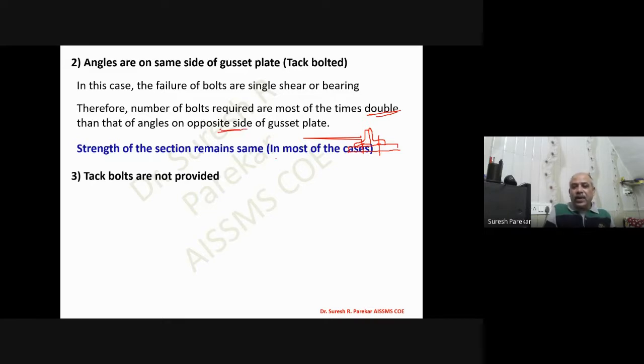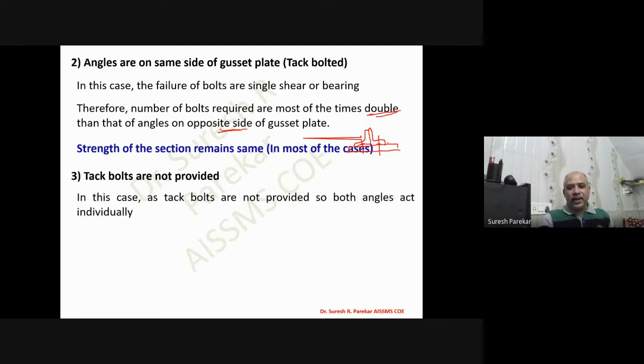And the remaining things we have the same, only the number of bolts may be greater, and if the number of bolts is greater, then what will happen in that case? In that case, your block shear strength is again more, so that is again greater than TDG. There is no change in TDG, and the minimum we have is from TDG only. Then we have tag bolts not provided.